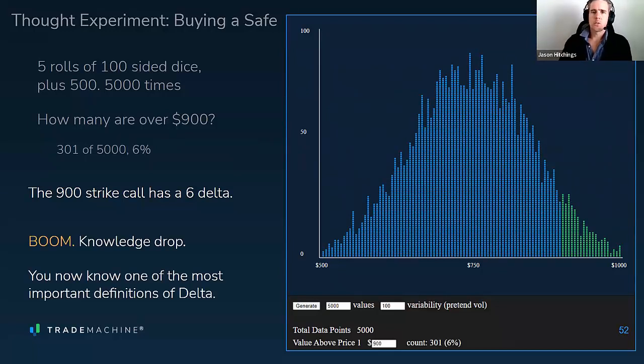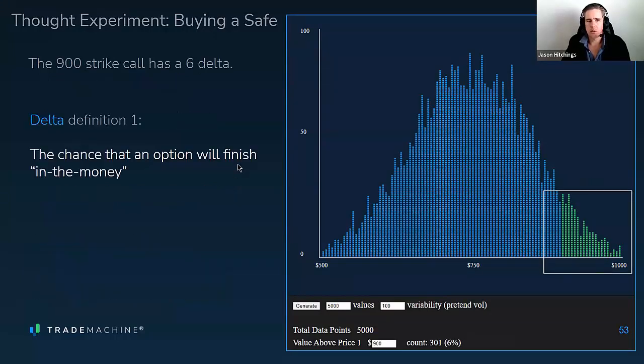So there's a definition of delta, and there's a visual representation of what delta is. These green values here are the values when you have a 900 call on the value in the safe. You don't know what the value in the safe is going to be. 6% of the values ended up having value once you open the safe, and those were in the money, and that is an important definition of delta.